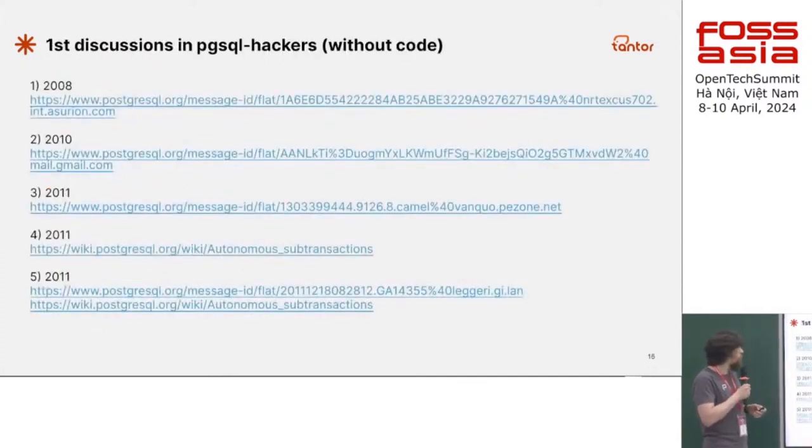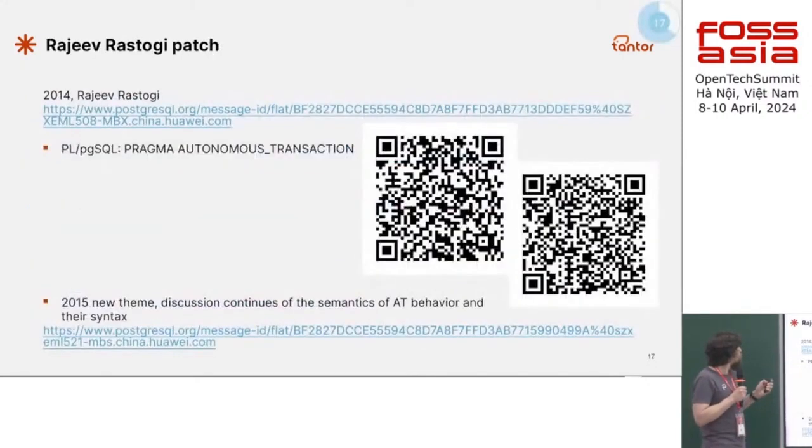Those discussions in hackers were from 2008 till 2011. They discussed the concept and semantics of autonomous transactions, but no patches were introduced. In 2014, Rajiv Rastogi, a guy from Huawei, introduced the first patch with an implementation. He used a PGPROC data structure for storing the autonomous context and returning to the main context. So we have only one process that implements the main transaction and the autonomous transaction.